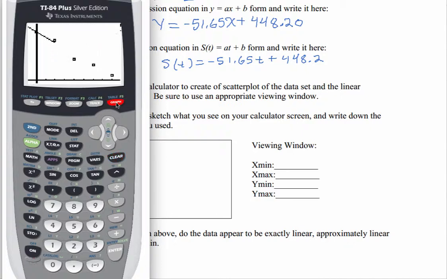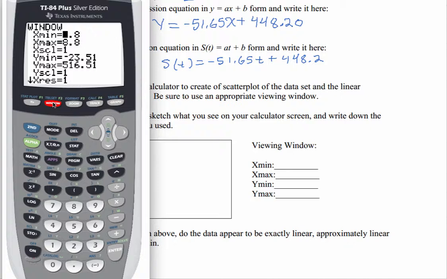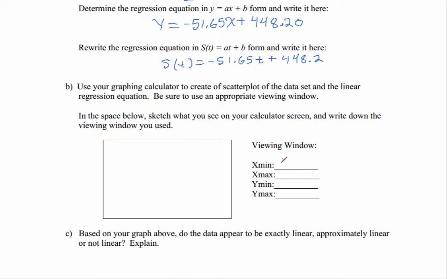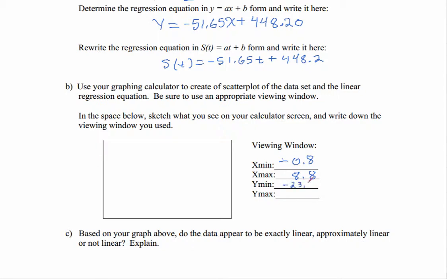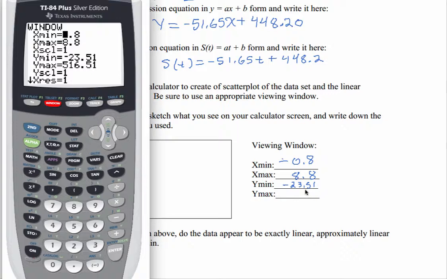Okay, so let's go back to the graph here. We see this glorious scatter plot. Now, what they want from us is a couple of pieces of information besides a good sketch of this. They want to know what our window settings are. So let's press window here, and we're going to copy those window settings back over to our homework. So we see that negative 0.8 was our x min, 8.8 was our x max, and then our y min was negative 23.51, and our y max was 516.51.